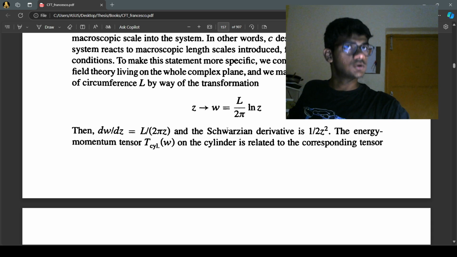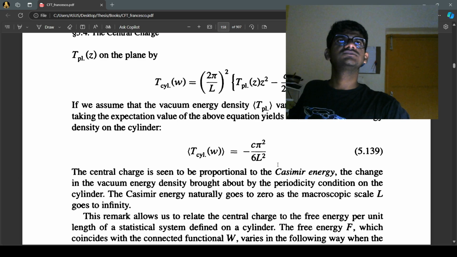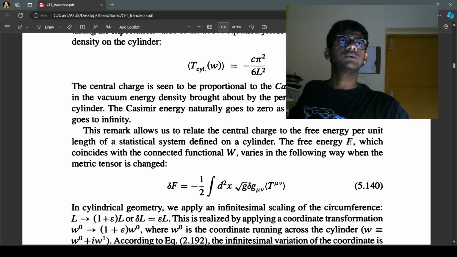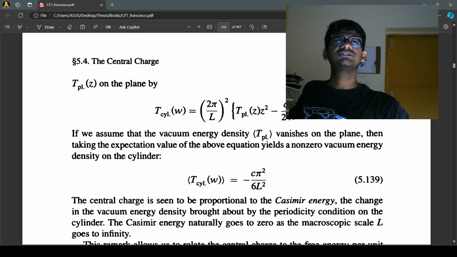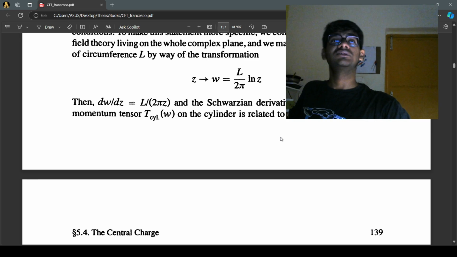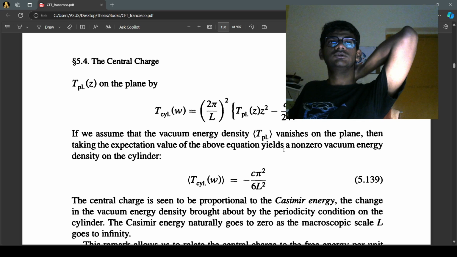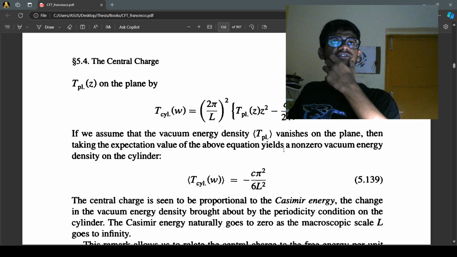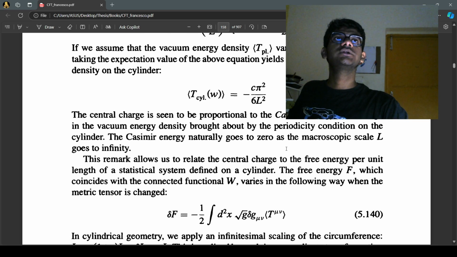Okay, I will go through this, of course, but it's a very statistical system. There is a part which I did not understand quite well. This is basically the central charge term, which sort of matches with the vacuum correlation function of the theory, non-zero vacuum energy density in the cylinder. So these sort of transformations give you the vacuum energy density in the cylinder, proportional to the Casimir energy.